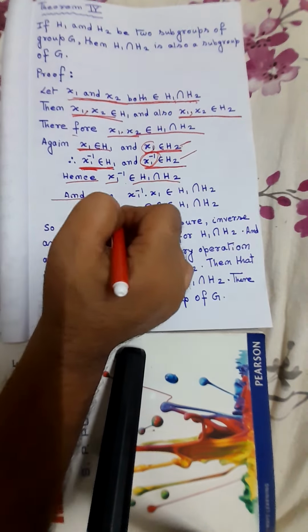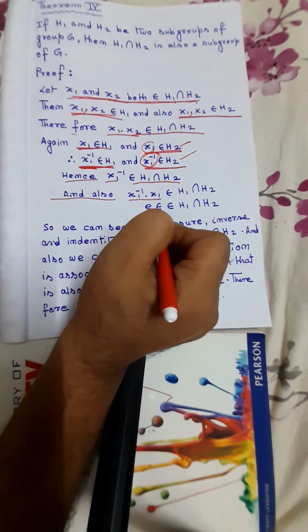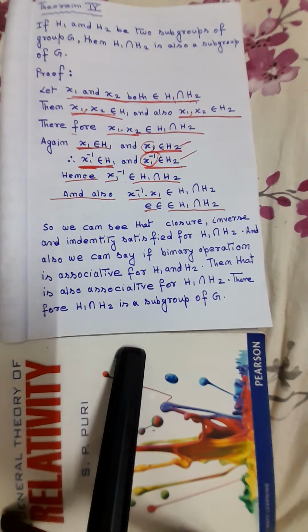Also X1 inverse into X1, that is identity element E, will also belong to H1 intersection H2. Correct? So inverse and identity are satisfied. So you can see that closure, inverse and identity are satisfied for H1 intersection H2. Closure, because H is a group and H1, H2 are subgroups, so it is obvious that closure will be satisfied. So closure satisfied, identity element exists, as well as inverse exists.